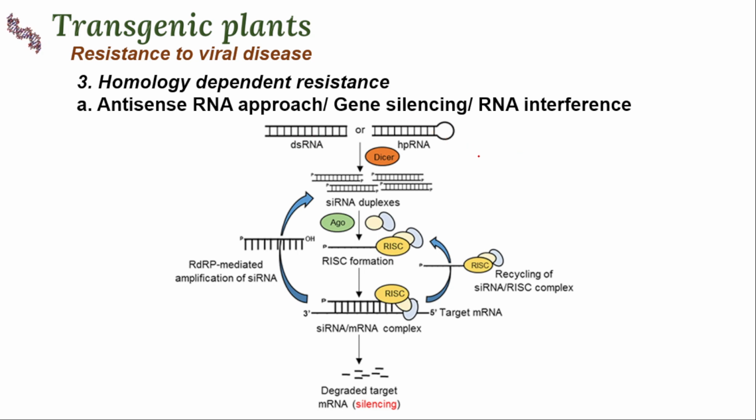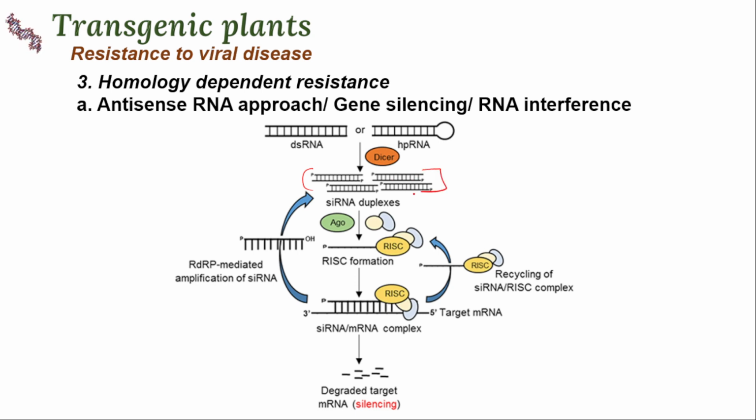What happens in this process? It's called antisense RNA technology, or gene silencing, or RNA interference technology. Whatever they ask, you can write this one. Whenever double-stranded RNA and double-stranded DNA is there, we can observe that some RISC complex will recognize these foreign DNA or RNA or mRNA, whatever.